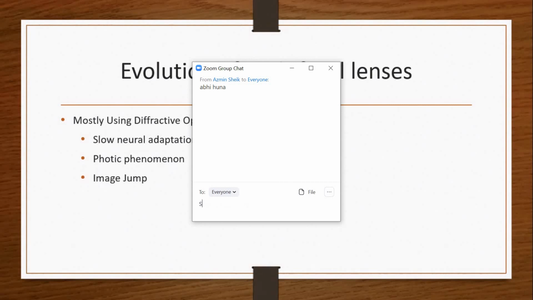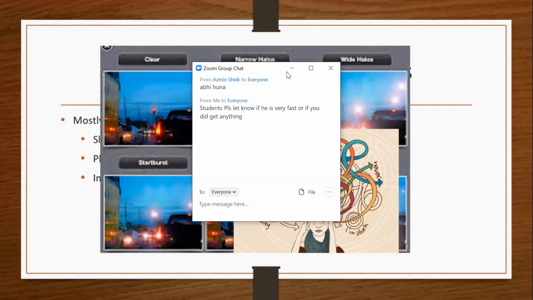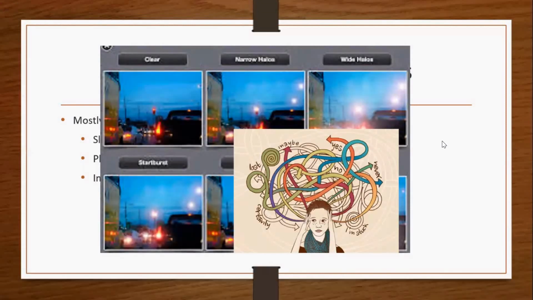And also the image jump phenomenon, usually you can see this in bifocal glasses. Even in a diffractive lens, whenever the patient is not keeping the material at the particular distance, or is not having a proper head movement, they experience this image jump. These are the photic phenomena which the patient can see after implanting a diffractive lens. With neural adaptation, the patient will have a lot of confusion about whether they are seeing clearly or not.